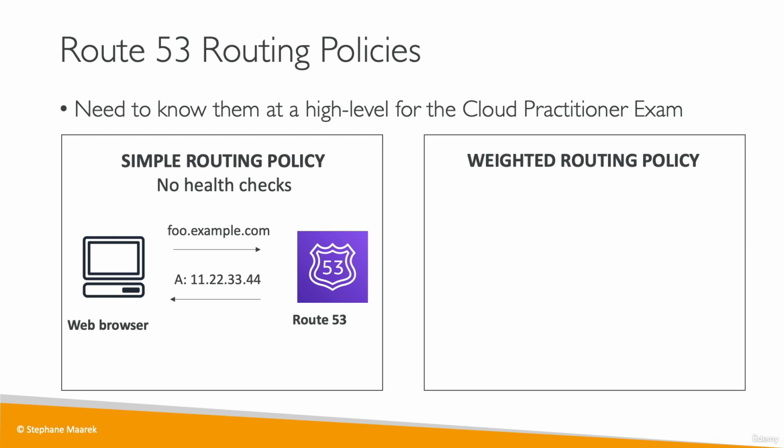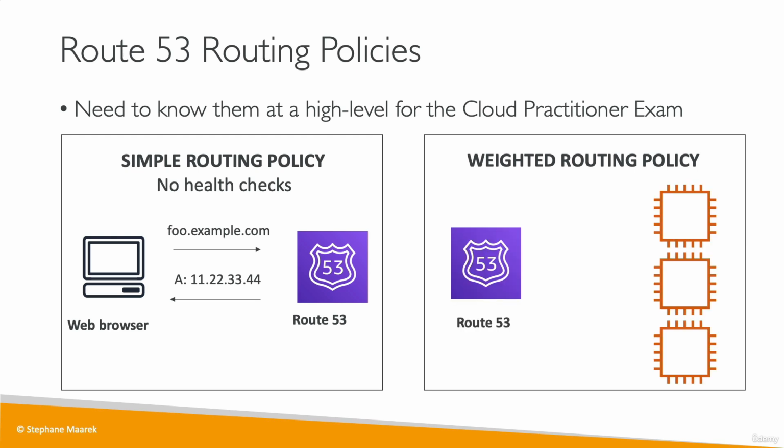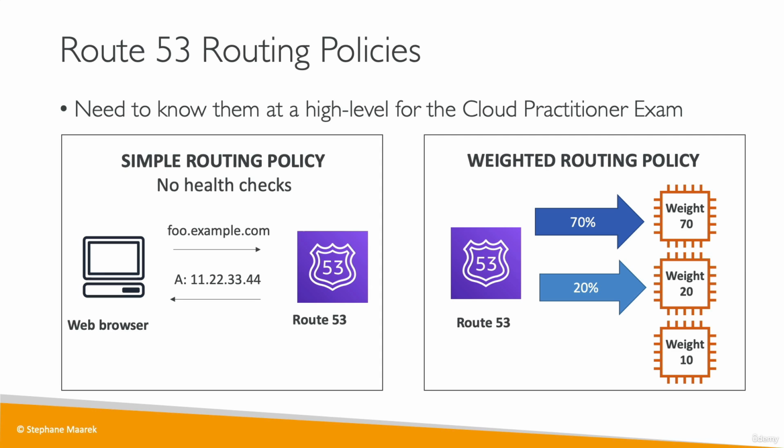The weighted routing policy allows us to distribute the traffic across multiple EC2 instances. So in this example, we have to assign weights to our EC2 instances, for example, 70, 20, and 10. And then our DNS will make sure that our clients have 70% of the traffic onto the first one, 20% of the traffic onto the second one, and 10% of the traffic onto the third one. This is effectively some kind of load balancing. In this weighted routing policy, we can use health checks.